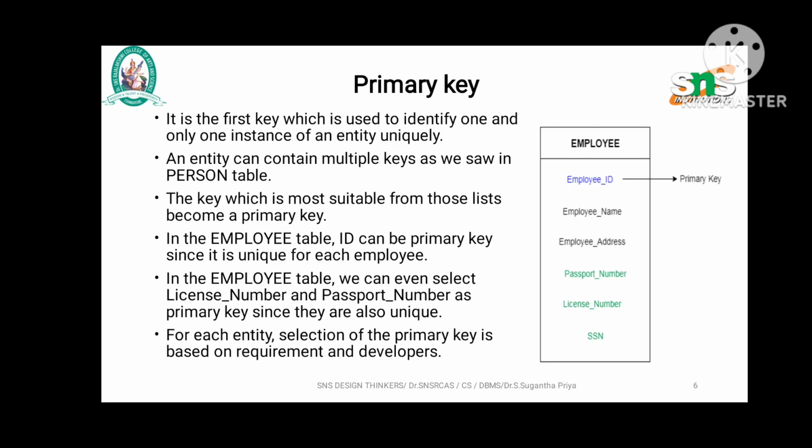Primary key. It is the first key which is used to identify one and only one instance of an entity uniquely. An entity can contain multiple keys, as we saw in the person table. The key which is most suitable from the list becomes the primary key. In an employee table, ID can be a primary key since it is unique for each employee. In an employee table, we can also select license number and passport number as a primary key since they are also unique. For each entity, the selection of the primary key is based on the requirement and the developers.